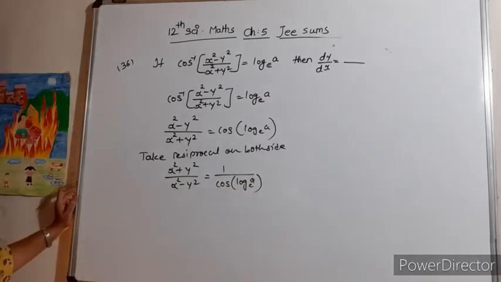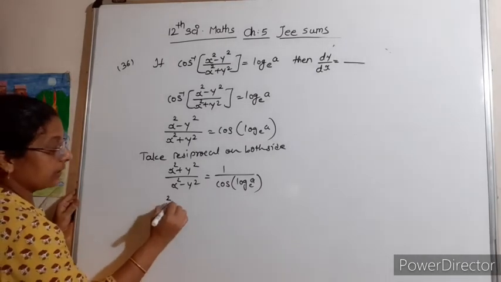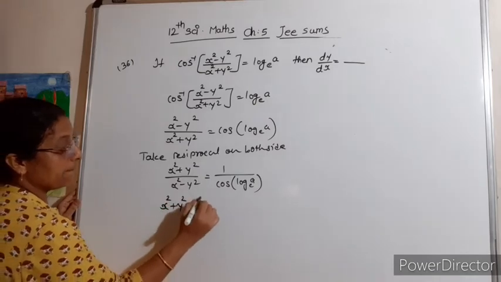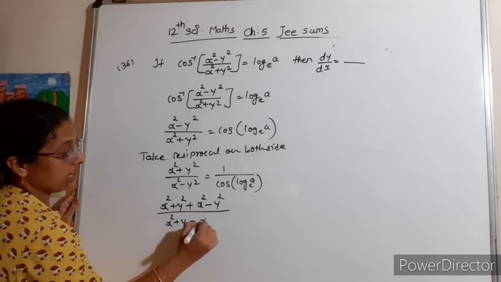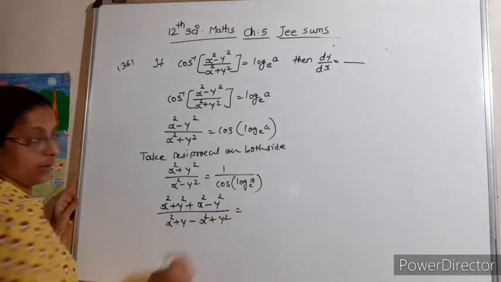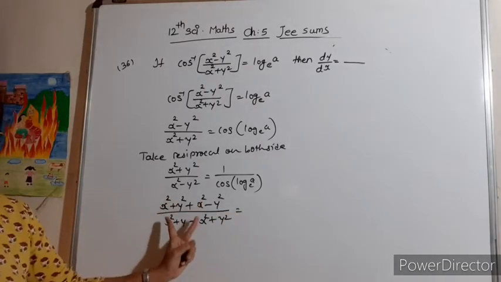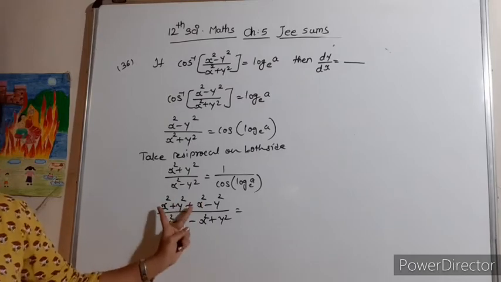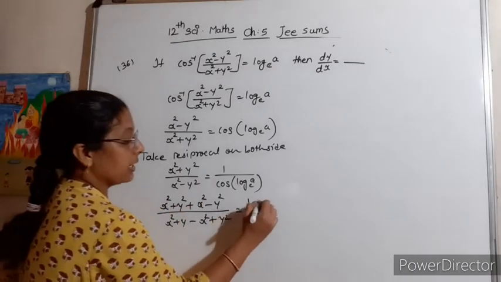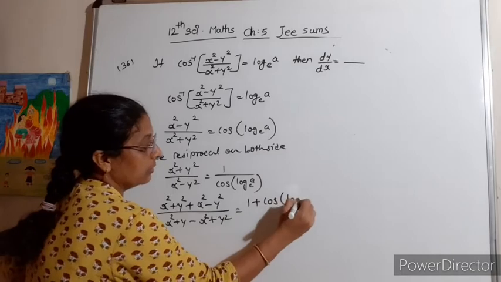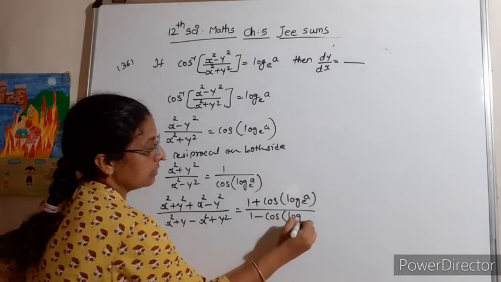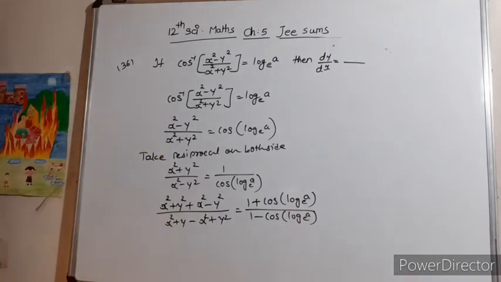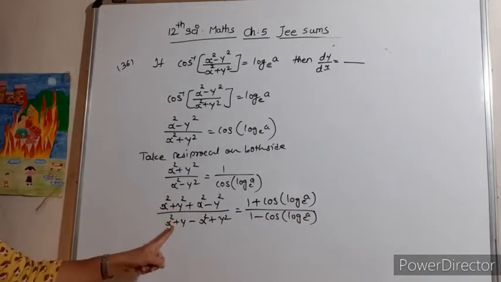Now you know that componendo and dividendo, right? So we will take here x square plus y square plus x square minus y square, x square plus y square minus x square plus y square. ऊपर componendo and dividendo, ऊपर प्लस दोनों का नीचे माइनस, तो यहां पे भी वही होगा, upon 1 minus cos log a base. This is componendo and dividendo.